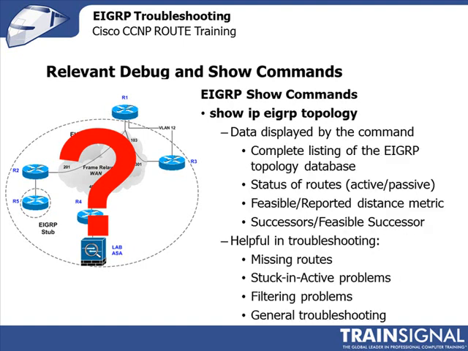Show IP EIGRP topology displays the contents of the EIGRP topology table. It's a complete listing of the database. It lists whether the routes are active or passive, the feasible distance, the reported distance, the successors and feasible successors, multiple routes, and so forth. It can help in troubleshooting missing routes, stuck in active, filtering problems, and general troubleshooting. In fact, the SIA status will actually give you a great concept of where things are in the network in relation to anything that's stuck in active.